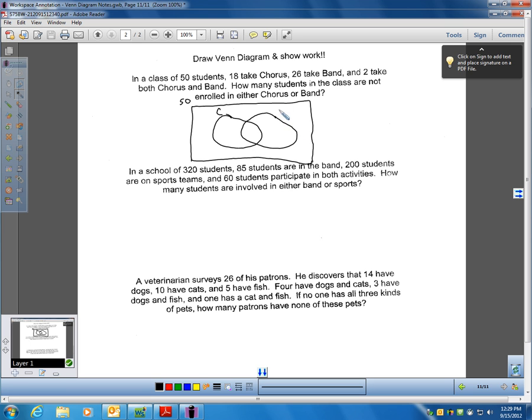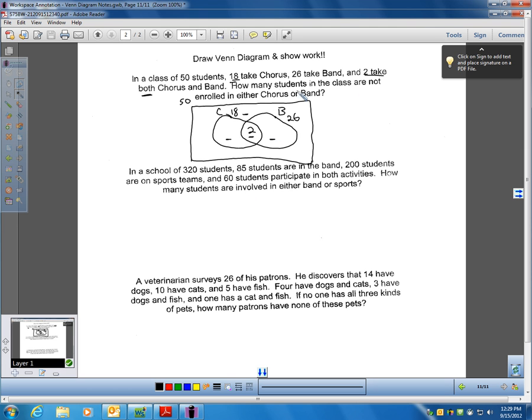Okay, there's my band circle. Well, I guess I can call it a circle. Pretty crummy circle, but I think you get the idea. Okay, 18 are in the chorus circle. That means if I add these 2 up, I got to get 18. 26 take band. That means these 2 have to add up to 26. 2 take both. Well, what people in here end up with both? Well, right in here. These are the people that do both, just in this part. You can see they're part of chorus and band.